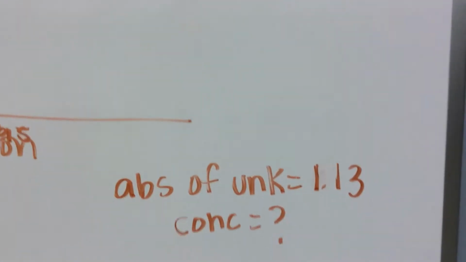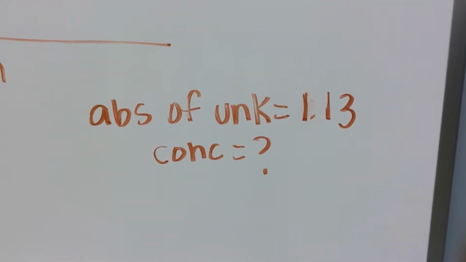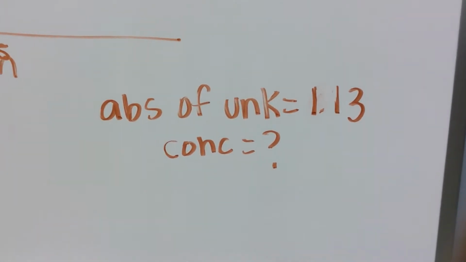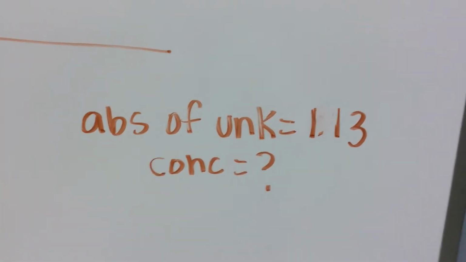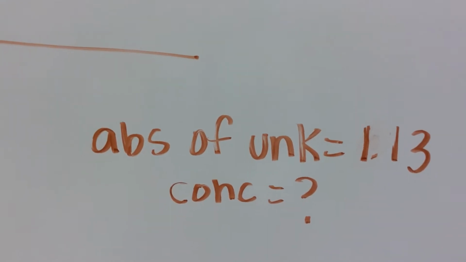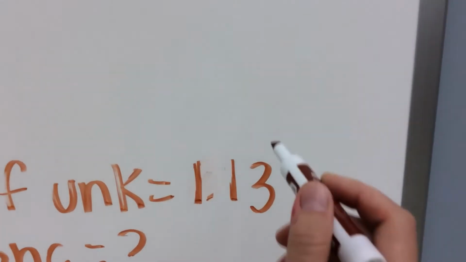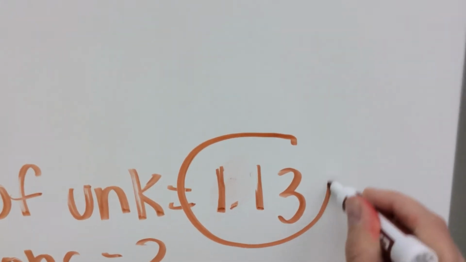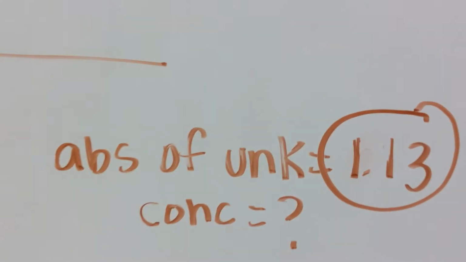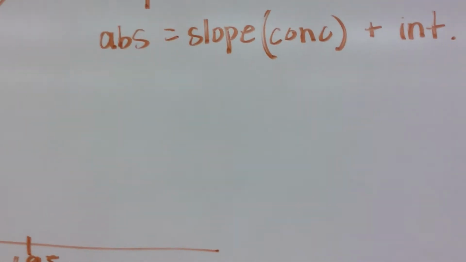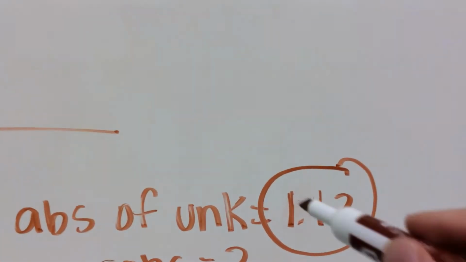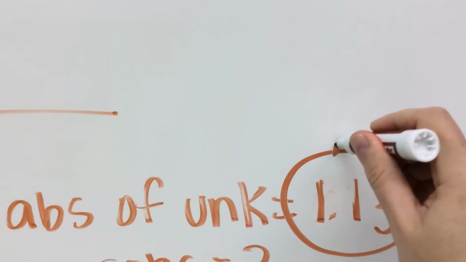Okay, so let's pretend that the unknown had an absorbance of 1.13. I think the one we just looked at was pretty close to that. And I want to know what's the concentration. So how would I do that? I would just take this value, 1.13, and I would plug it in. Now, do I plug it in as absorbance or do I plug it in as concentration? Well, that's an absorbance value, right? So I'm going to plug that in as my y value, right there.